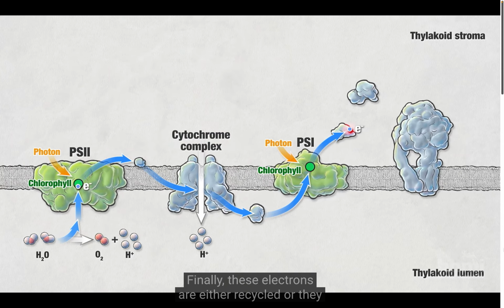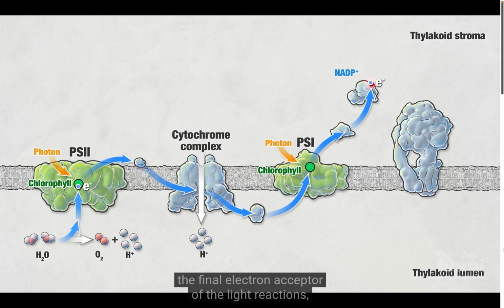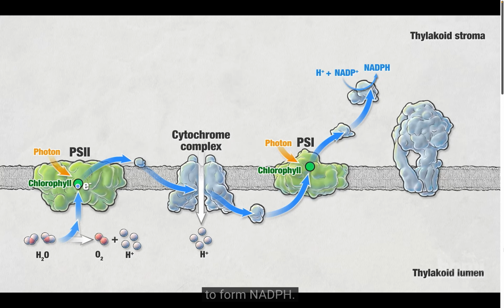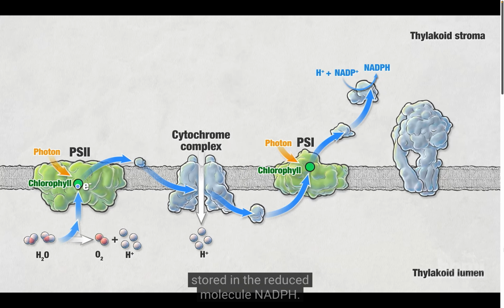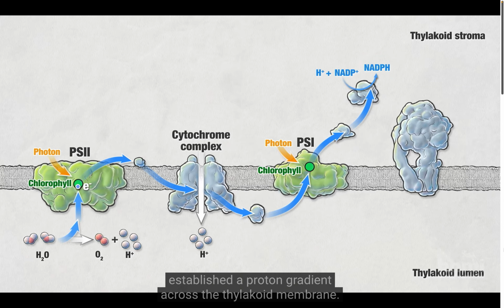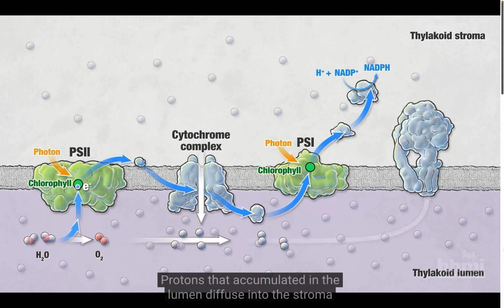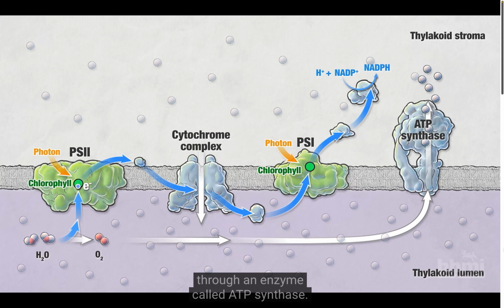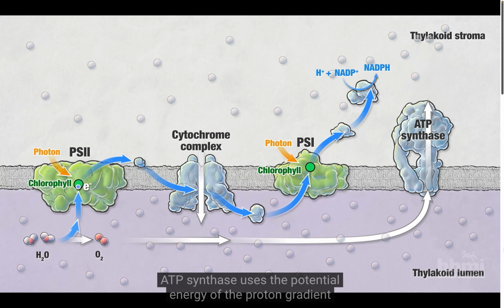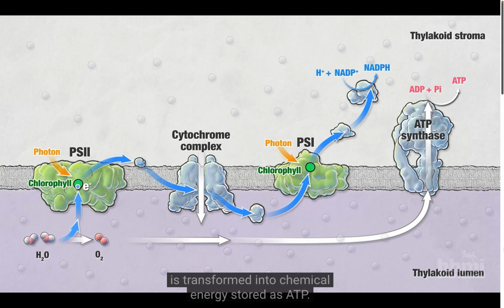Finally, these electrons are either recycled or they interact with an enzyme and NADP+, the final electron acceptor of the light reactions, to form NADPH. Some of the energy from light is now stored in the reduced molecule NADPH. Some of the energy released from the transfer of electrons established a proton gradient across the thylakoid membrane. Protons that accumulated in the lumen diffuse into the stroma through an enzyme called ATP synthase. ATP synthase uses the potential energy of the proton gradient to combine ADP with inorganic phosphate to form ATP. In this way, the potential energy is transformed into chemical energy stored as ATP.